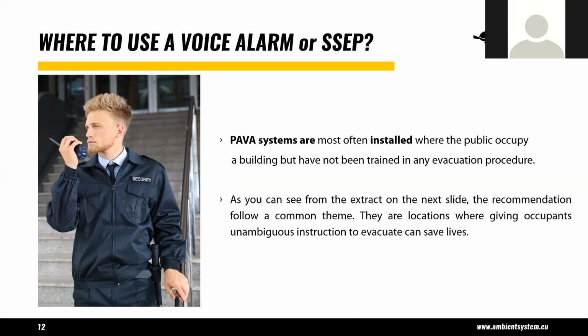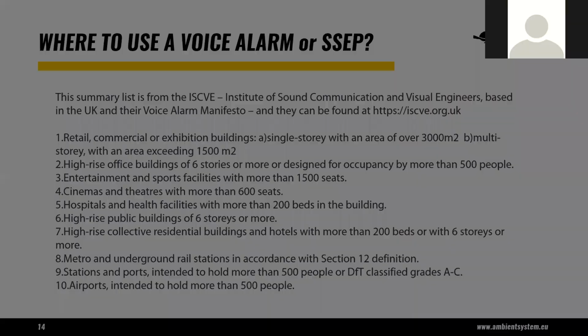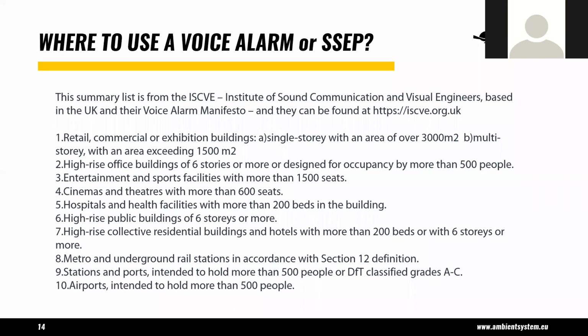So what we're trying to do is inform them of the safe method of evacuation. So the typical places that you look at, high rise buildings of many different sorts, railway stations and terminals, airports, hotels, sports venues. And if you're wondering where to find a good list of places that should have voice alarm or SSEP, sound systems for emergency purposes systems, there's a very nice resource on the Institute of Sound Communication and Visual Engineers website. That institute is based in the UK and has a voice alarm manifesto. You can find this using the link there.